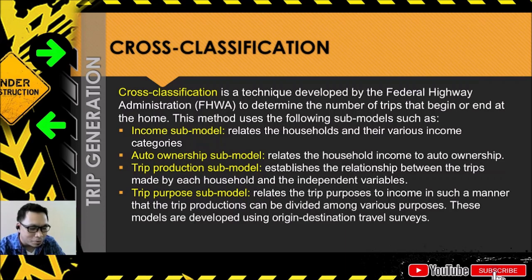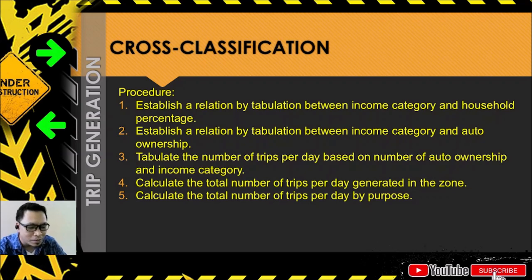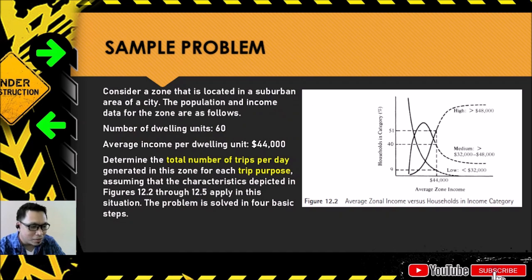Okay. So we use the trip purpose submodel to identify and categorize which of these trips are home-based and which are non-home-based. Okay, so what is the procedure in order for us to do this cross classification? First, you need to establish a relation by tabulation between the income category and household percentage. Then, establish the relation by tabulation between income category and auto ownership. Then, tabulate the number of trips per day based on the number of auto ownership and income category. Fourth, calculate the number of trips per day generated into the zone. And lastly, calculate the number of trips per day by purpose. Purpose means home-based and non-home-based.